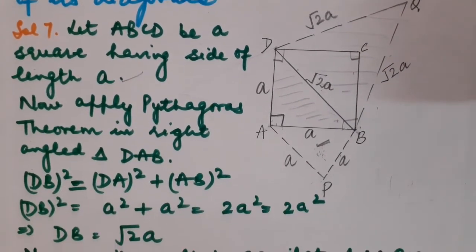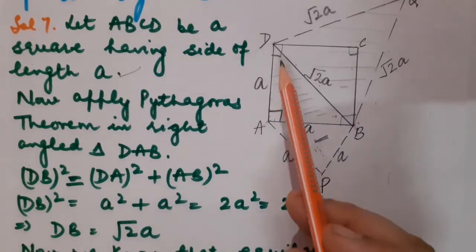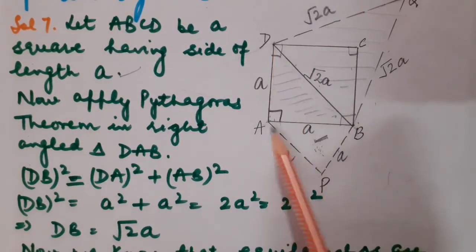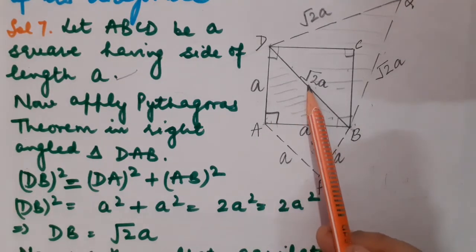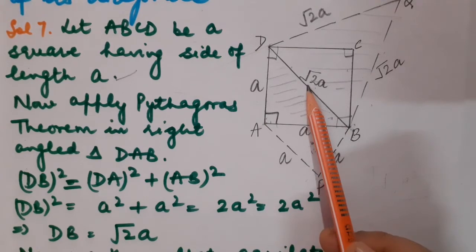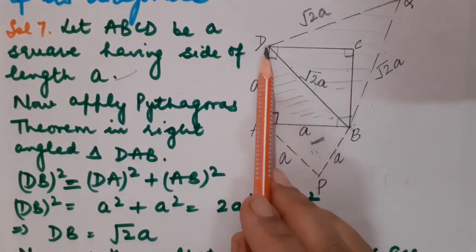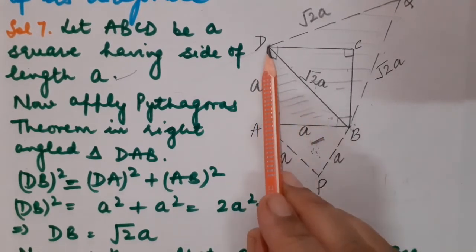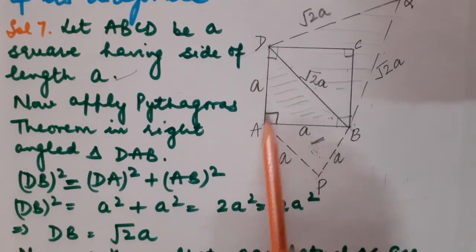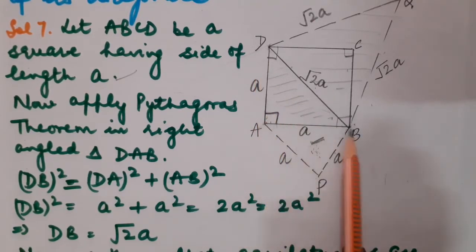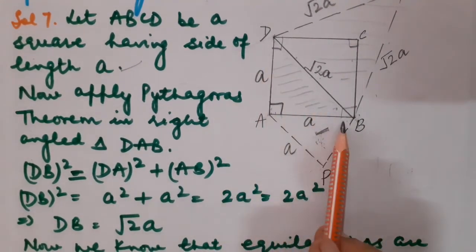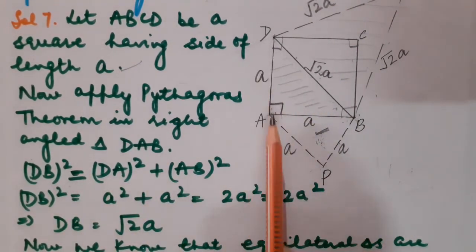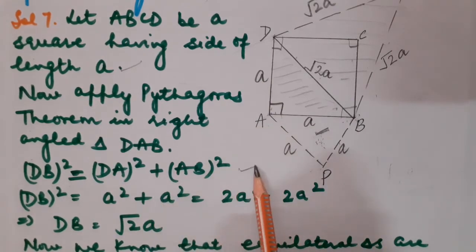So now let ABCD be a square having side of length a. Now let us apply Pythagoras theorem in the right angle triangle, that is DAB. So children, you know the side which is just opposite of 90 degrees, that is known as hypotenuse. So what is Pythagoras theorem? Hypotenuse square is equal to height square, that is altitude square, plus base square. So it would be DB whole square is equal to DA whole square plus AB whole square.